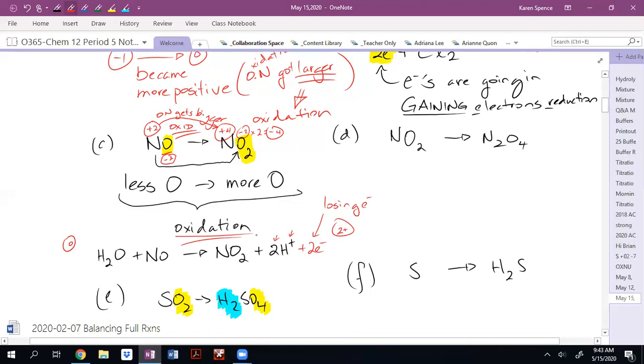So many ways to prove that one to yourself. You've gone from less oxygens to more oxygens. That's called oxidation. If the oxidation number gets bigger, that's oxidation. If you balance it and you see electrons coming out, you have lost those electrons. Losing electrons, LEO, is oxidation.